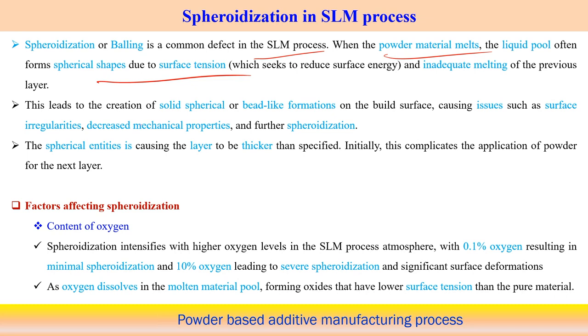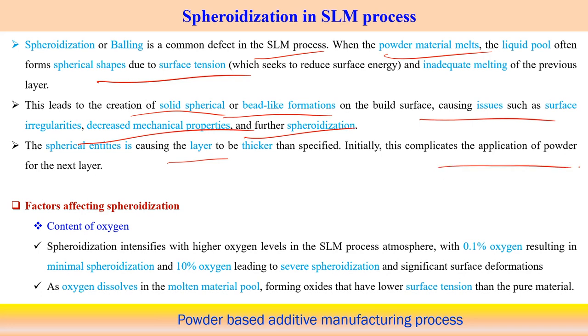This leads to the creation of solid spherical, or sometimes bead-like, formations usually associated with this, and that creates problems of surface irregularities. In that case proper mechanical strength is not achieved, and it tends to enhance further spherization during this process. Therefore this spherical entity causes the layer to become thicker than what we specified initially, so it creates a problem for the application of the powder for the next layer. These are the problems associated with the selective laser melting process.